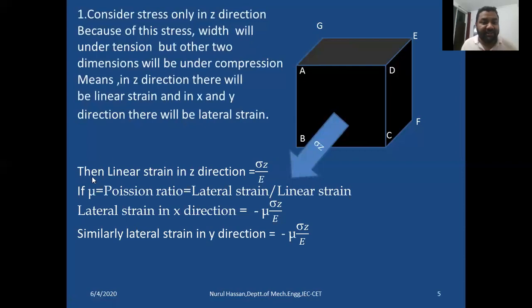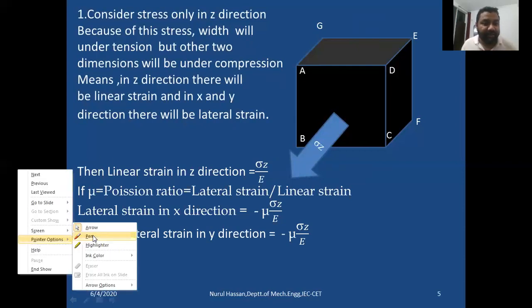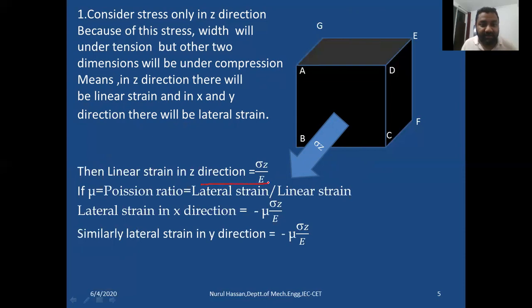So linear strain in Z direction is linear stress in Z direction, sigma Z, divided by the modulus of elasticity. So I got sigma Z by E is the linear strain in Z direction. Linear lateral strain in X direction, because in X direction there will be lateral strain, is minus mu sigma Z by E. Similarly in Y direction, it is minus mu sigma Z by E, mu multiplied by linear strain, negative because of compression.